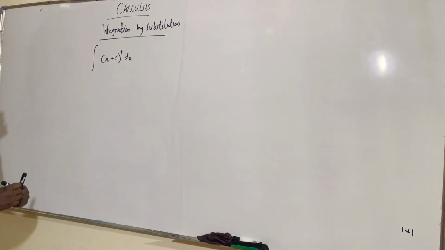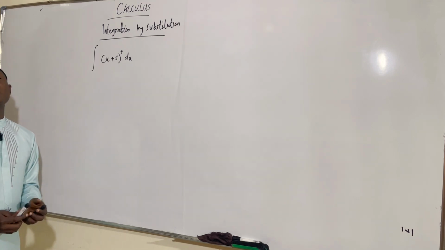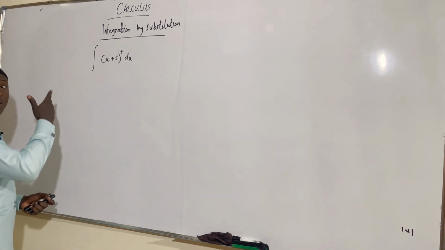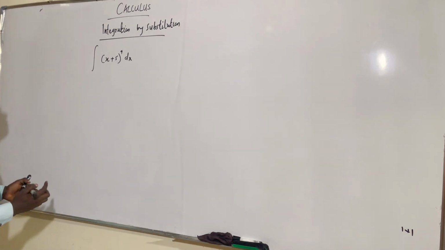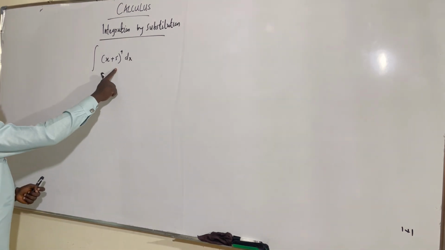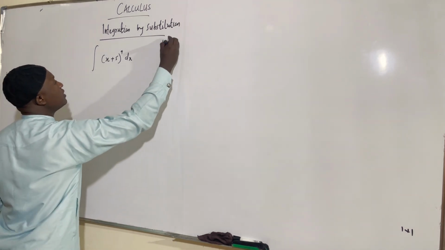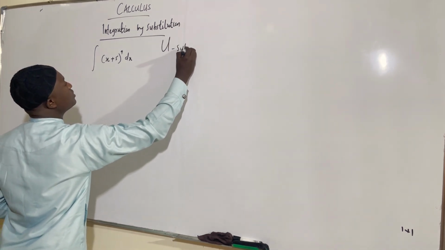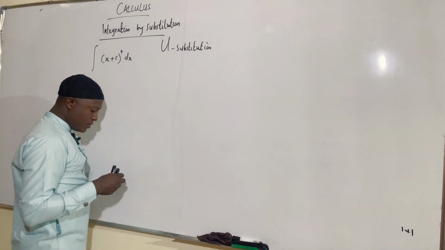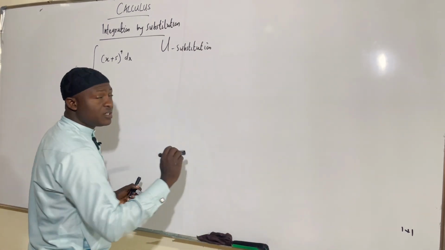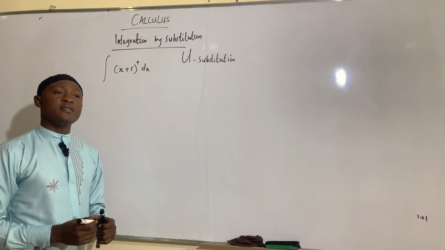You can see this one, is it definite or indefinite? Yes, it is indefinite because it has no upper limit and no lower limit. So the first thing to be considered is to make what we have in the bracket a single letter. Let's just call it a u substitution, to save our time. You can use any letter of your choice; if you use any one of them, you are still going to have the same result.